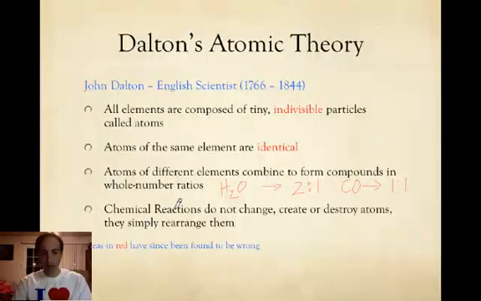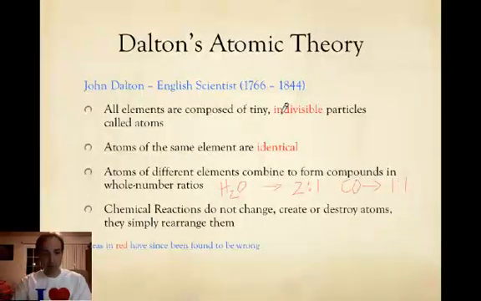A fourth idea Dalton came up with was the idea that chemical reactions do not change, create, or destroy atoms. We simply rearrange them. So in other words, when a chemical reaction occurs, you're taking the atoms that are in each compound or each substance, and you're simply rearranging them between the different compounds. You're not destroying them, you're not creating them, and you're not turning, say, hydrogen into another element like oxygen. You're simply just rearranging.